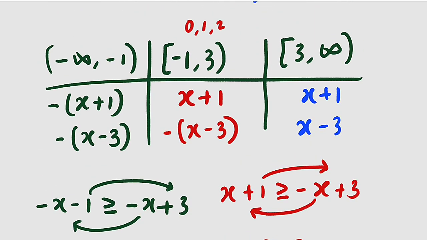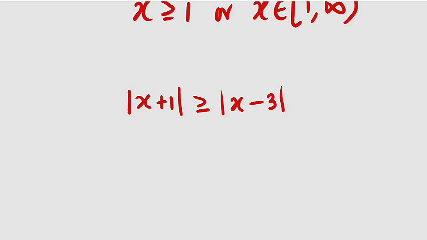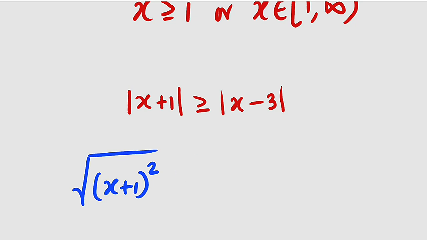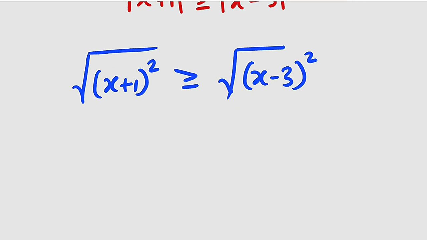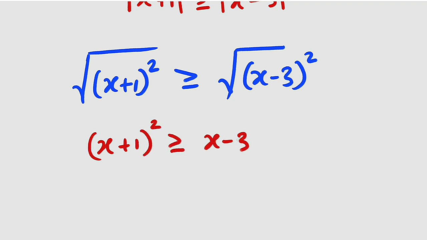Well, let me show you an alternative. Let me just copy the question. We can replace the absolute value of x plus 1 with the square root of x plus 1 whole squared, right? This is greater or equal to the square root of x minus 3 whole squared. You can see that the square root will cancel, meaning we have what? x plus 1 squared greater or equal to x minus 3 whole squared.